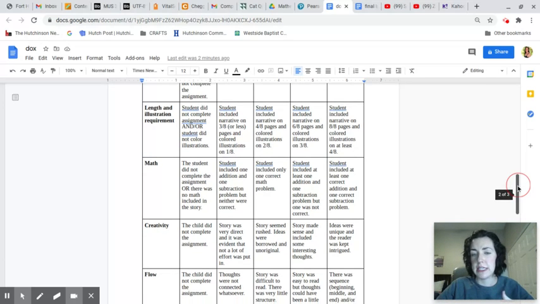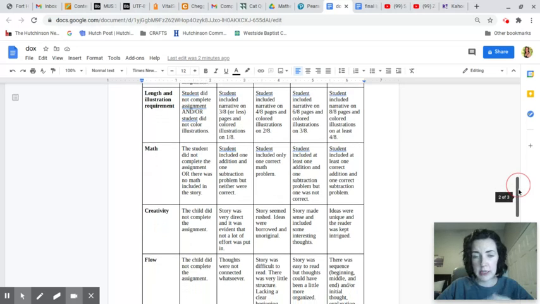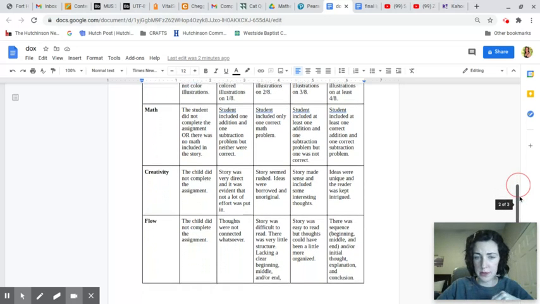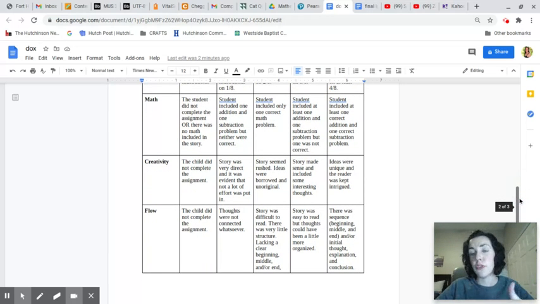Creativity, ideas were unique and the reader was kept intrigued. That one's pretty self-explanatory there. And then the flow, there was sequence, there was initial thought, there was an explanation, there was a conclusion. Anyway, so that would be what is required of them. And then I would want to go ahead and talk about this a little bit more with students.